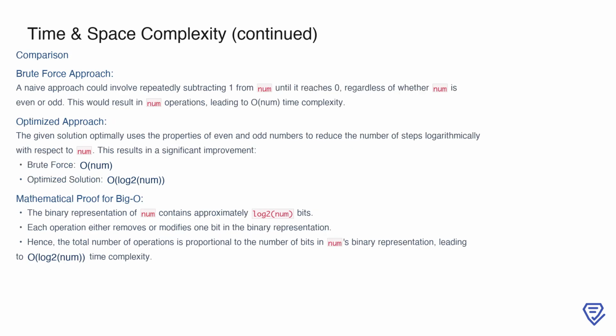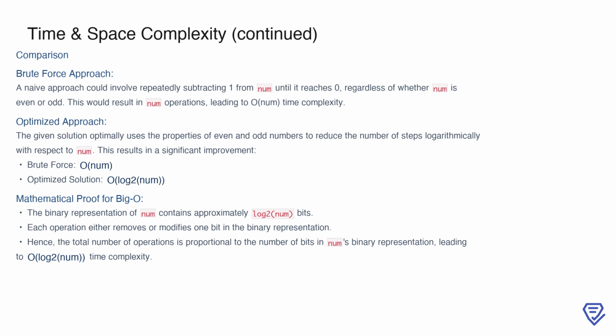When comparing this optimized approach to a brute force strategy, the differences in efficiency become clear. A naive solution would involve repeatedly subtracting 1 from number until it reaches 0, regardless of whether the number is even or odd. This brute force method would require number steps, resulting in a time complexity of O(number). In contrast, the optimized solution leverages the properties of even and odd numbers to reduce the number of operations significantly.